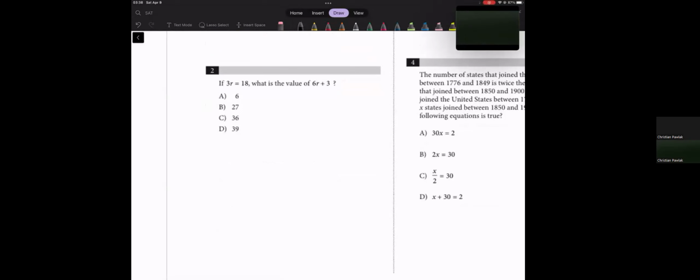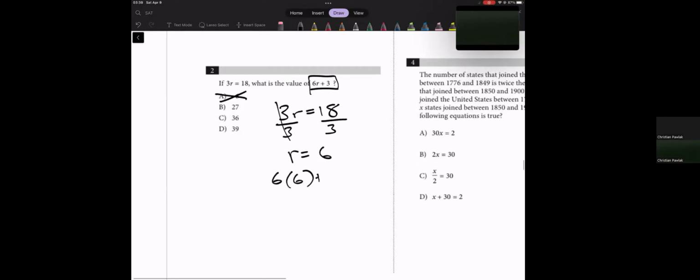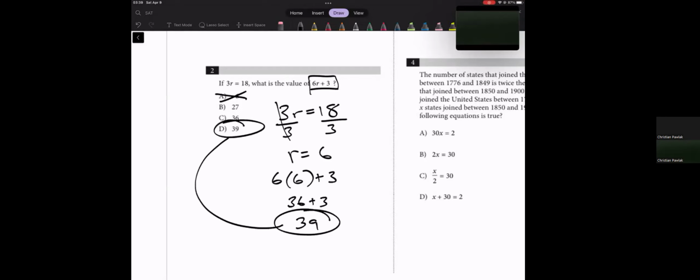Number 2, you have 3r is equal to 18. What is the value of 6r plus 3? So if 3r is equal to 18, then in order to find the value of r, I want to divide both sides by 3. And I get r is equal to 6. But remember, 6 is not the correct answer because I want 6r plus 3. So do not fall for that one. 6 times 6 plus 3 is equal to 36 plus 3, or 39. So the correct answer is D.